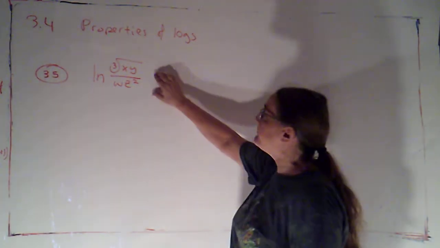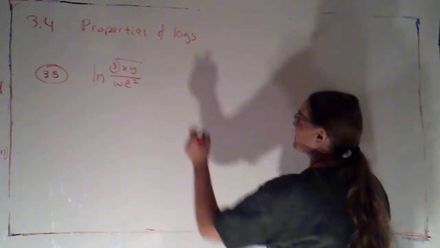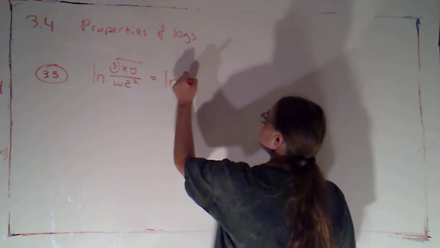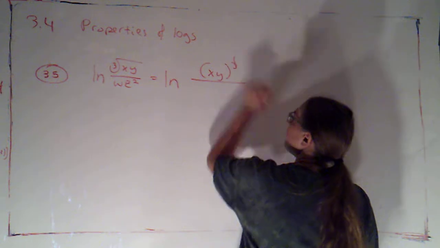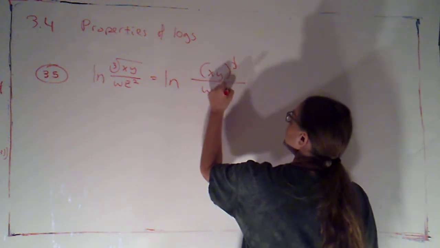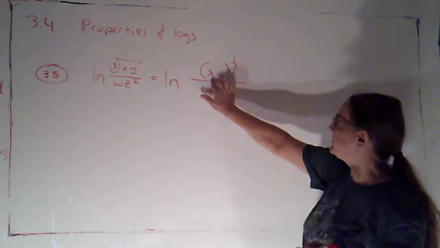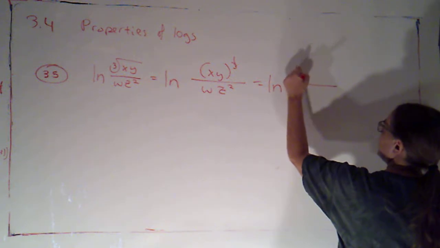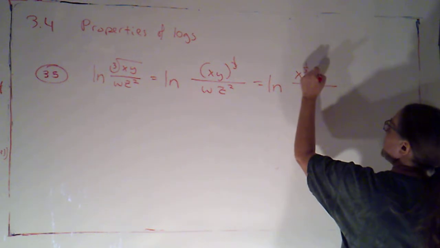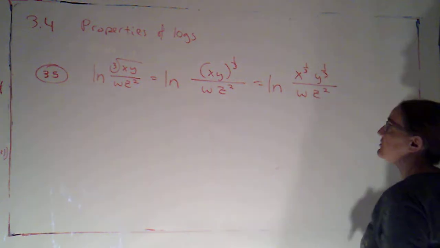So I hope you tried problem 35 on your own. First thing I'm going to do is rewrite the root as a fractional exponent. So this is the natural log. On top we've got xy to the 1/3 and then over wz squared. Now because the x and y are connected by multiplication, that 1/3 power distributes to each of them. So I can say that's x to the 1/3, y to the 1/3 over wz squared.